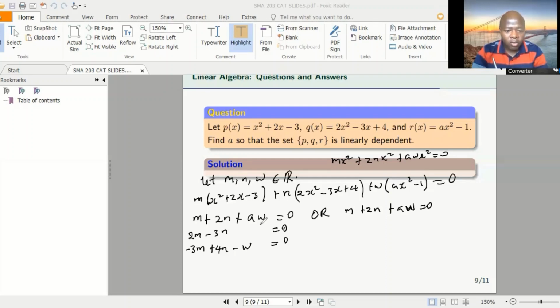Multiply this equation 1 by 2 and subtract from equation 2. This by 2 is 2m. Subtract from 2m, you have a 0. This by 2 is 4n. Subtract from negative 3n, you have negative 7. This by 2 is 2aw. Subtract from 0, you have negative 2aw.